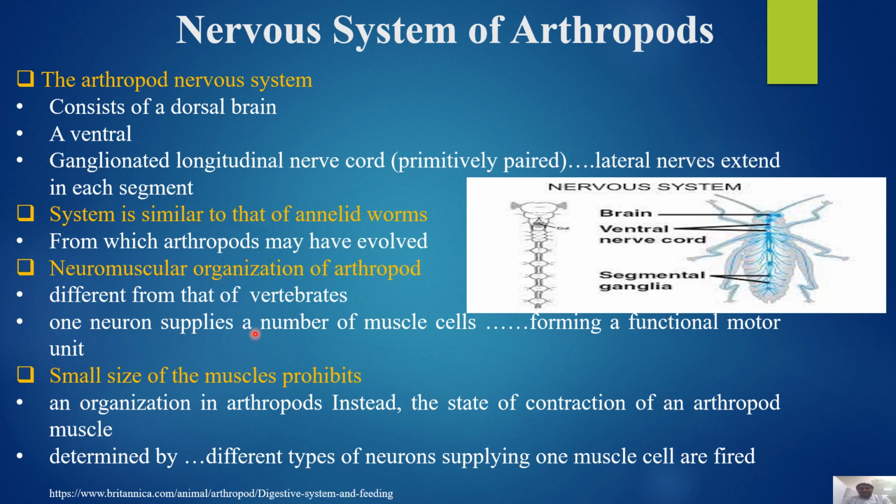In vertebrates, one neuron supplies a number of muscle cells, forming a functional motor unit. The small size of arthropod muscles prohibits such an organization. Instead, the state of contraction of an arthropod muscle is determined by different types of neurons supplying the muscle cells. You can observe in this structure the nervous system of the arthropod, containing the brain and the ventral nerve cord, with its segmental ganglia.